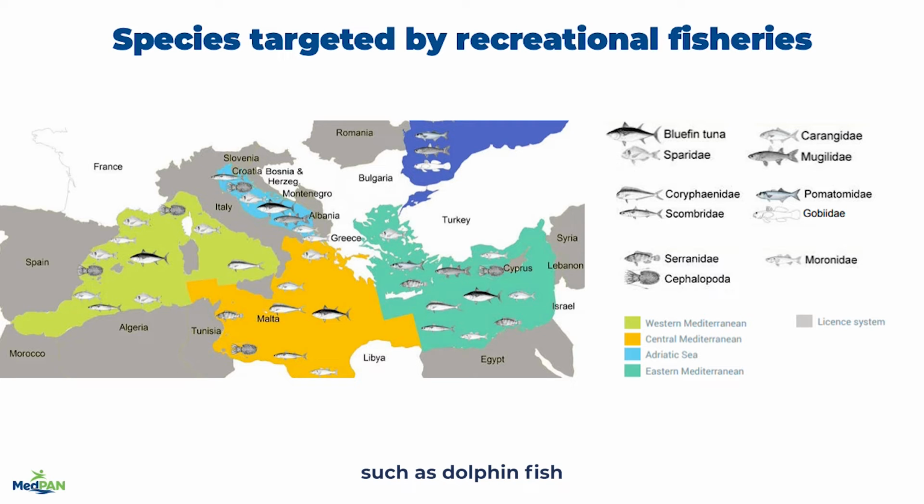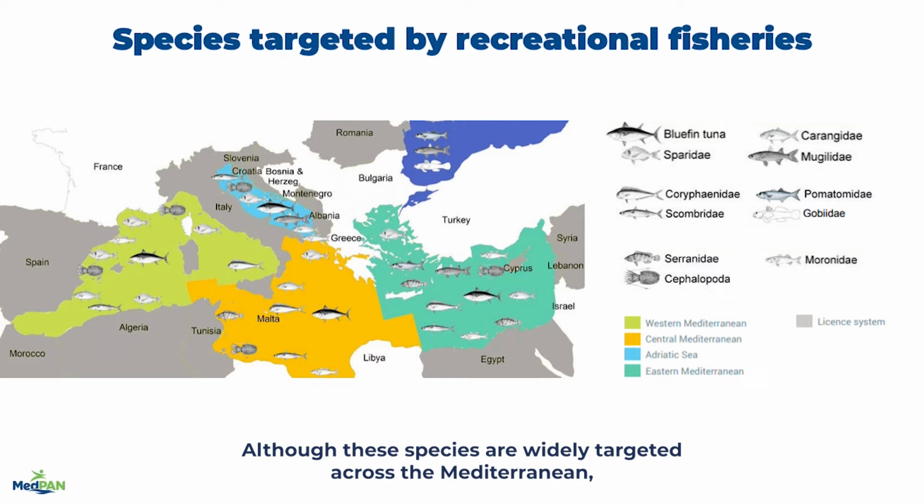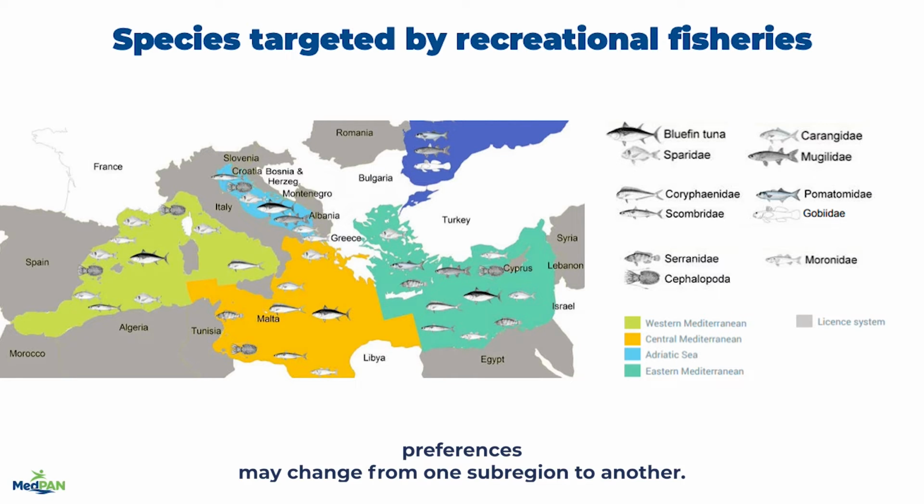Coryphaenidae such as dolphinfish, Coryphaena hippurus, Sparidae including gilded sea bream and common dentex, cephalopoda like European squid, common cuttlefish and common octopus, and other commonly targeted species like the European sea bass, European conger, mullet, or different species of groupers. Although these species are widely targeted across the Mediterranean, preferences may change from one subregion to another.